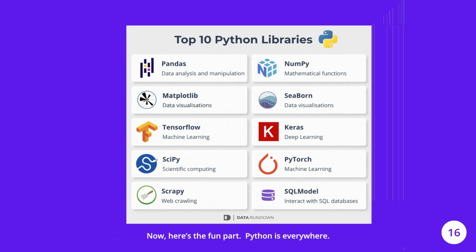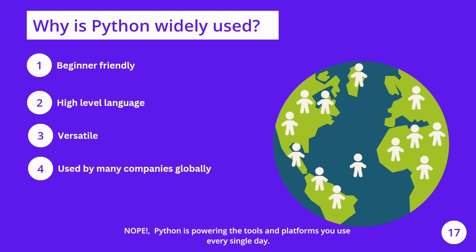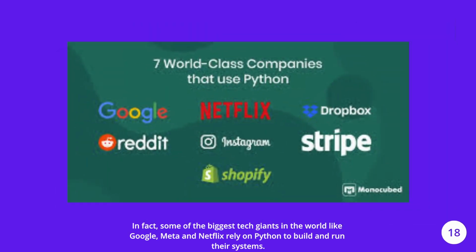Now, here's the fun part. Python is everywhere. It's not just some niche language that only computer scientists use. Nope. Python is powering the tools and platforms you use every single day. In fact, some of the biggest tech giants in the world like Google, Meta, and Netflix rely on Python to build and run their systems.